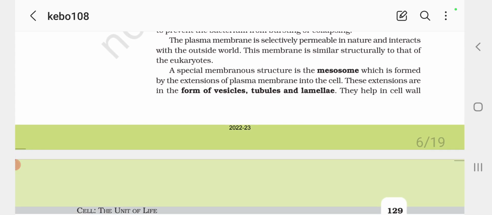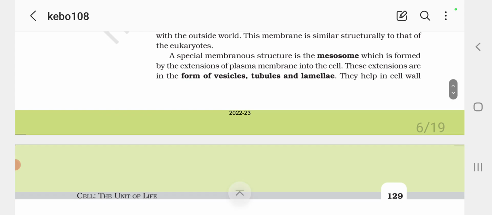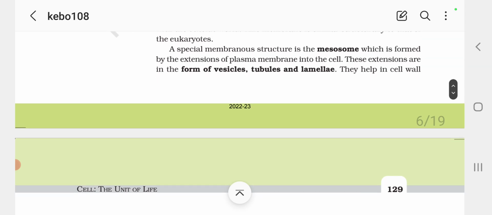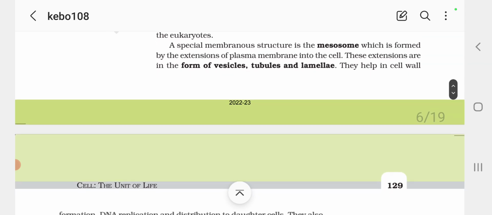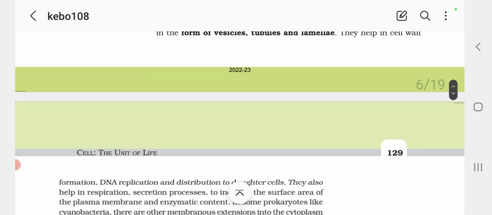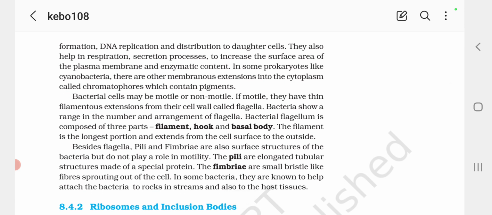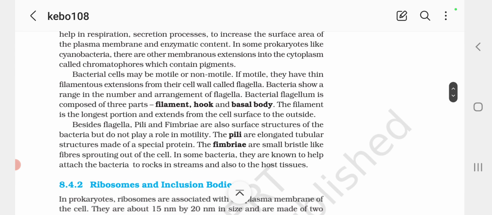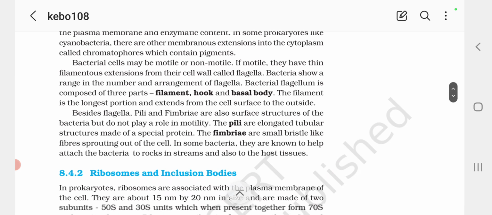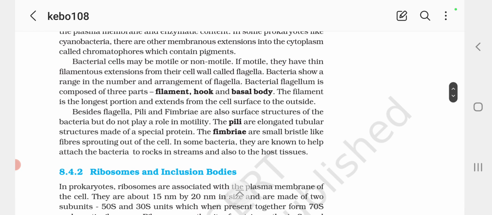This membrane is similar structurally to that of the eukaryotes. A special membranous structure is the mesosome, which is formed by the extensions of plasma membrane into the cell. These extensions are in the form of vesicles, tubules, and lamellae. They help in cell wall formation, DNA replication, and distribution to daughter cells. They also help in respiration and secretion processes, and to increase the surface area of the plasma membrane and enzymatic content. In some prokaryotes like cyanobacteria, there are other membranous extensions into the cytoplasm called chromatophores, which contain pigments.